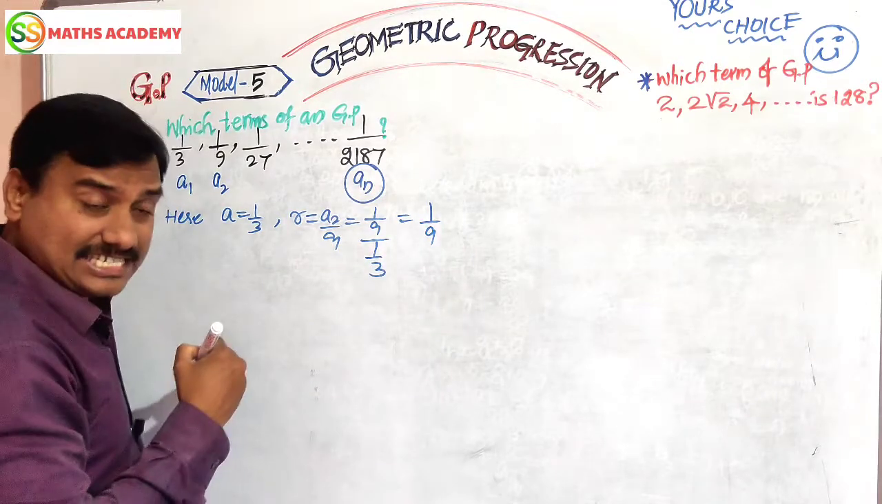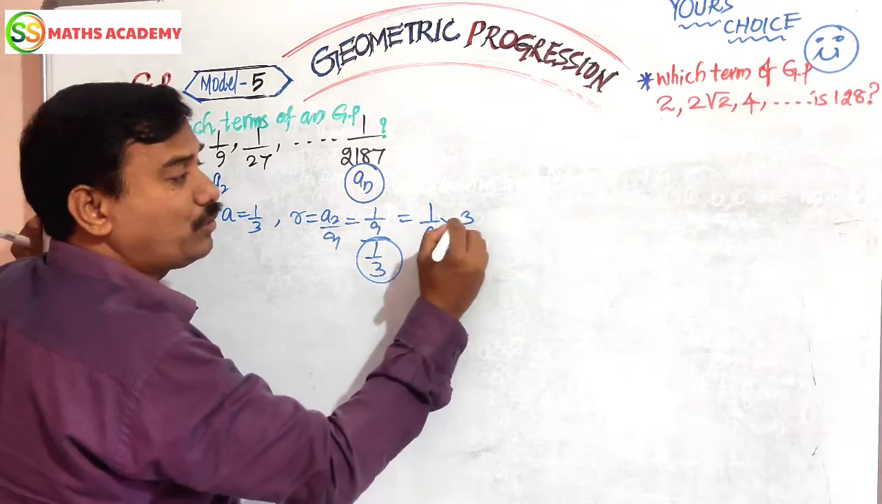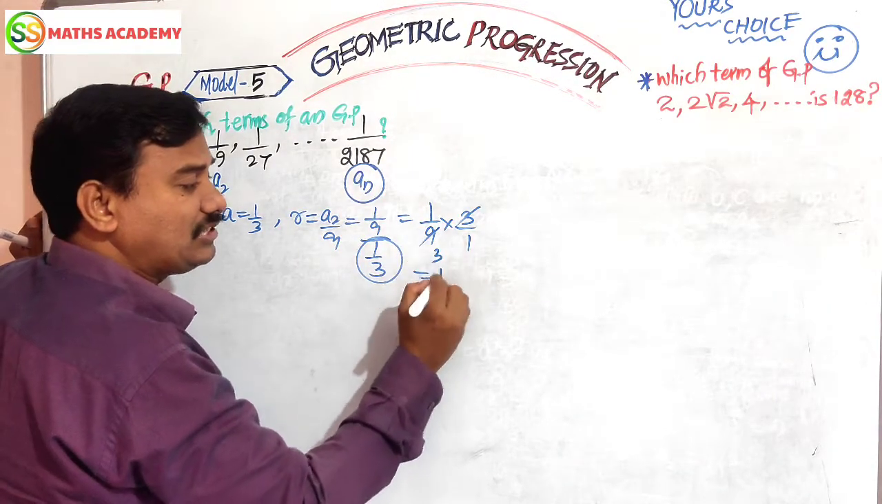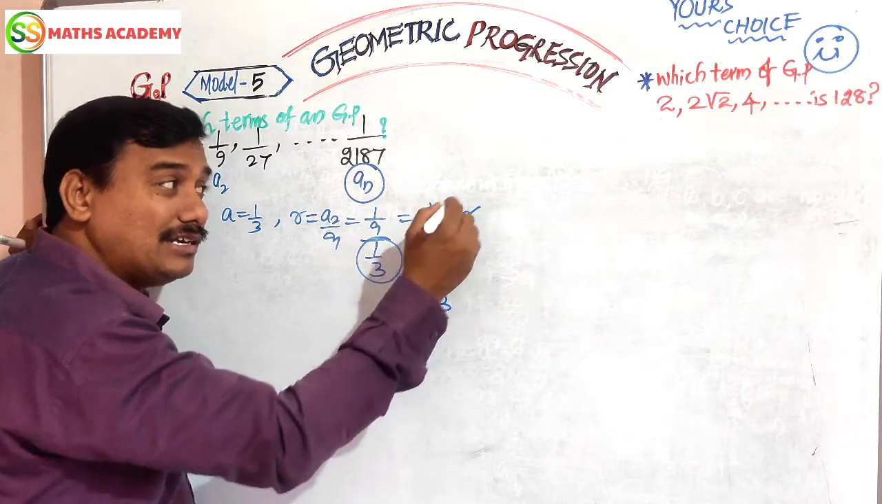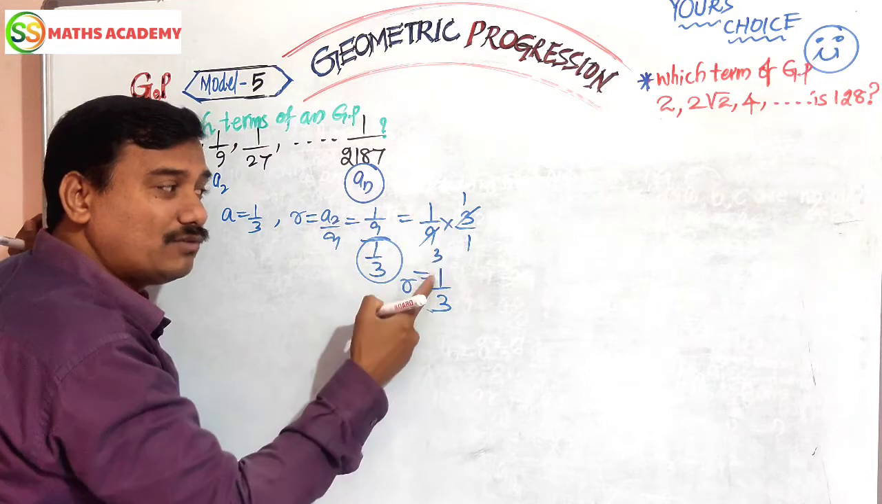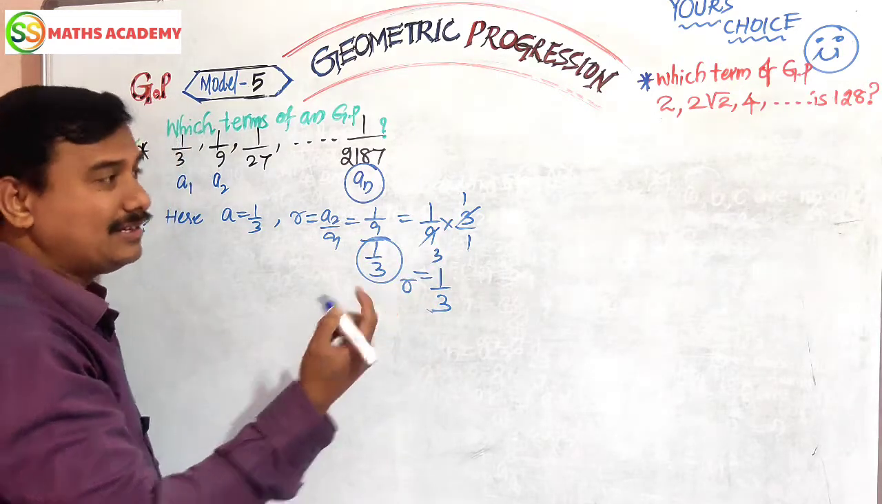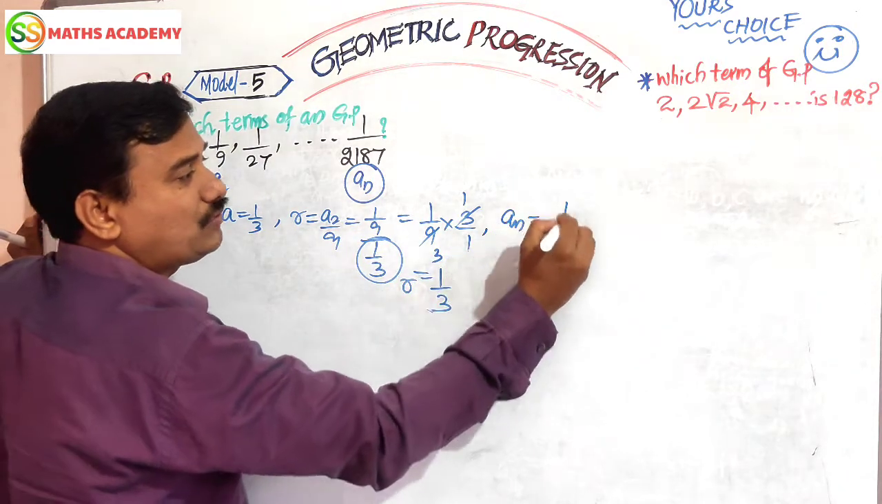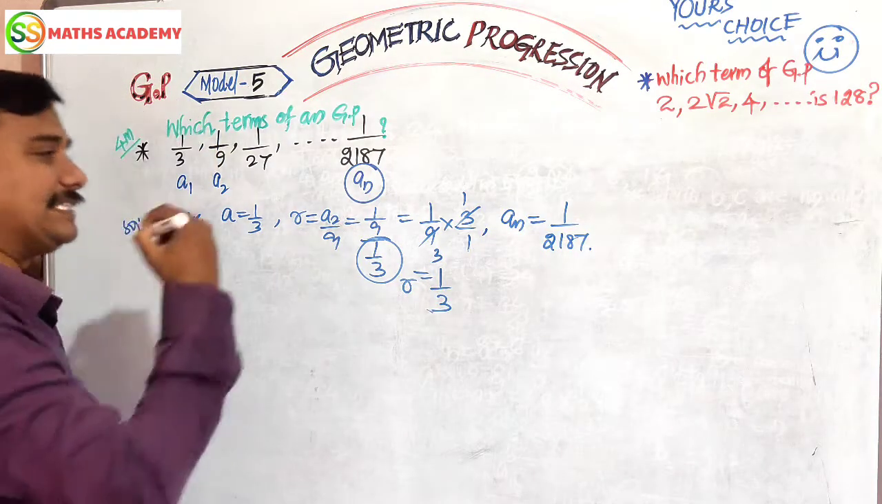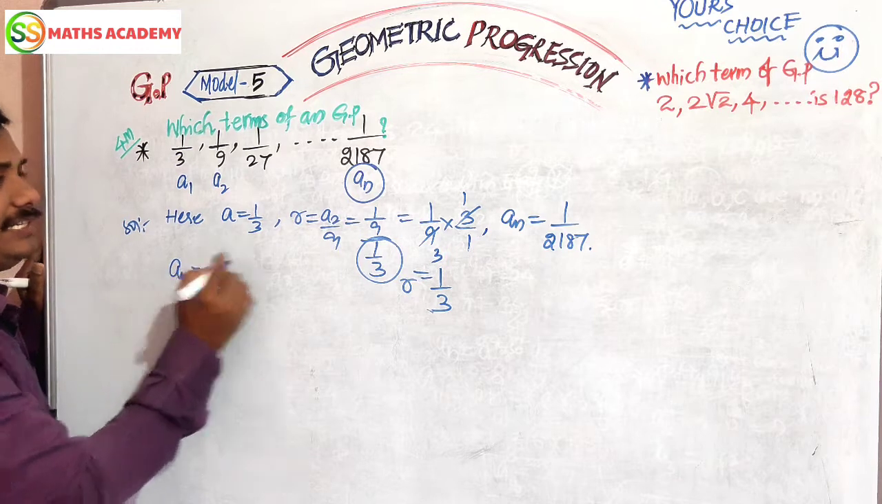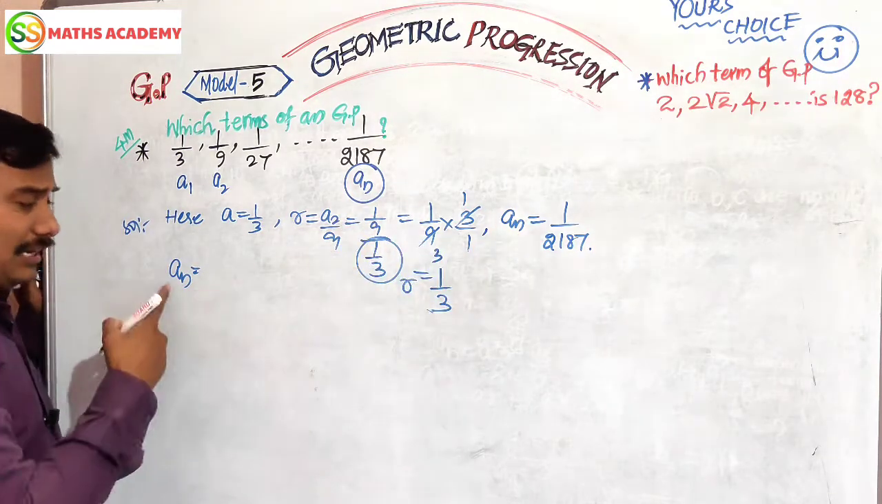The numerator you should write as it is, then the denominator will be the reciprocal, so it becomes 1 by 9 into 3 by 1, which is 1 by 3. So I get the r value as 1 by 3. Now the last term An equals 1 by 2187.